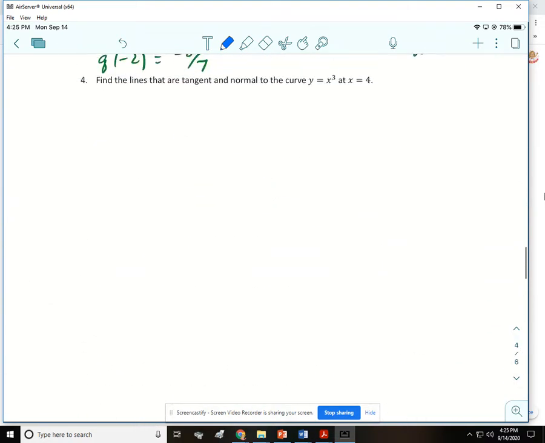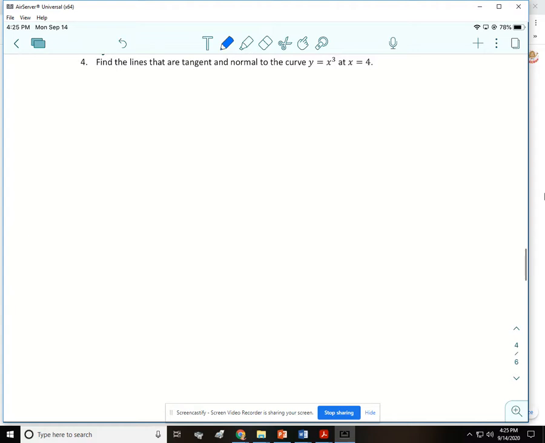All right, so here we go. So to find the lines that are tangent, you need 2 things. To do a tangent, you need the point of tangency, or the POT, and you need the slope of tangency. The slope of the tangent, I should say. So to get the slope, we need the derivative. And to get the derivative, we use the limit.